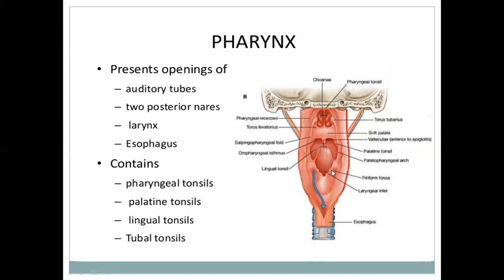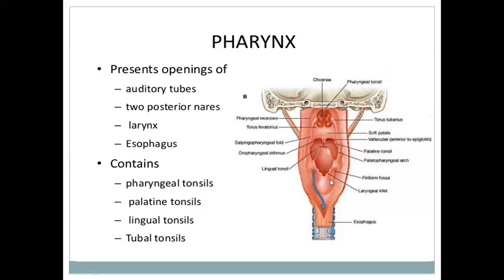So these are the piriform fossae. The piriform fossae are formed medially by the aryepiglottic folds and laterally by the thyroid cartilage. These are depressions on each side of the laryngeal inlet. Basically, this is the site where fish spines and small bones get stuck, and they are not easily removed. Mostly we have to take the patient to the ENT department, and they will remove them endoscopically. So it is a surgical procedure if bones are stuck here.